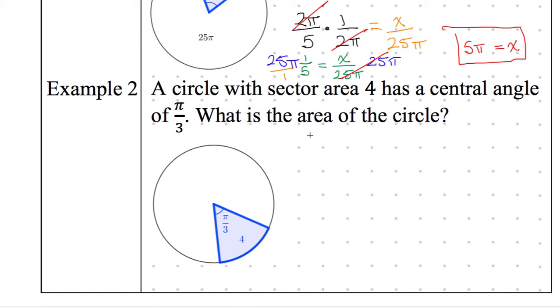Theta, or whatever, the beta. Theta? Yeah. Beta. Over 2 pi. And then what was sector area? Sector area over the total area. Yes. Thank you.